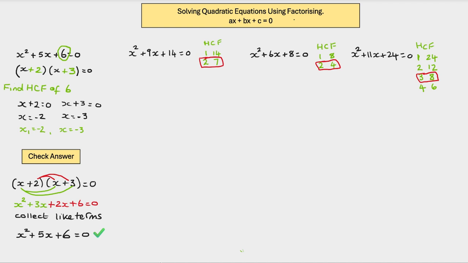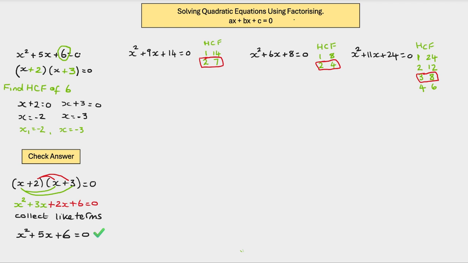I'll show you how to solve quadratic equations using factorising. As you know, factorising is trying to find the highest common factor of the biggest number, breaking it down so it will fit into the brackets or vice versa. So, in this example, x squared plus 5x plus 6 equals 0.